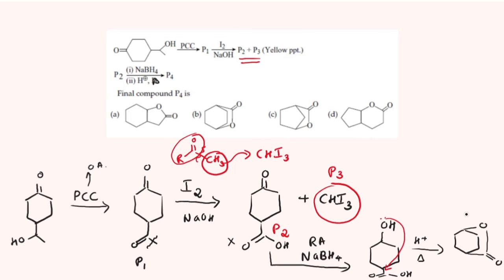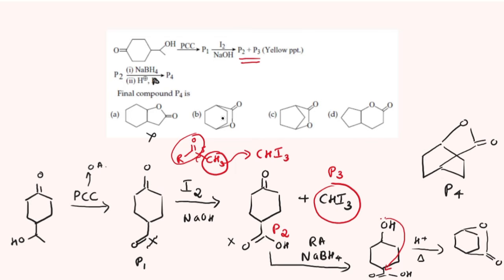There is a better way of representing this molecule. How do you do that? The bicyclic structure can be written like this. So this is the final product P4. Just try to identify the correct structure. Where do we have it? You can see this is 6 and 5 membered. You can ignore this. So here we have a 6 membered.